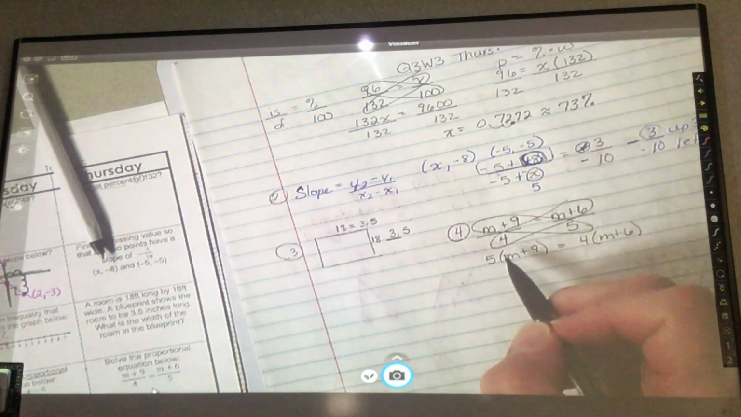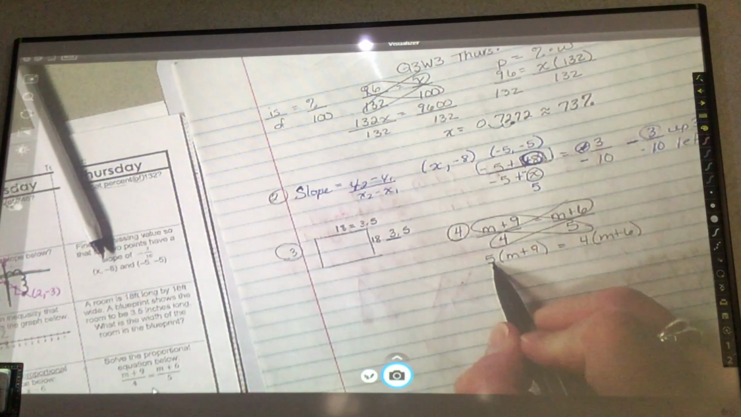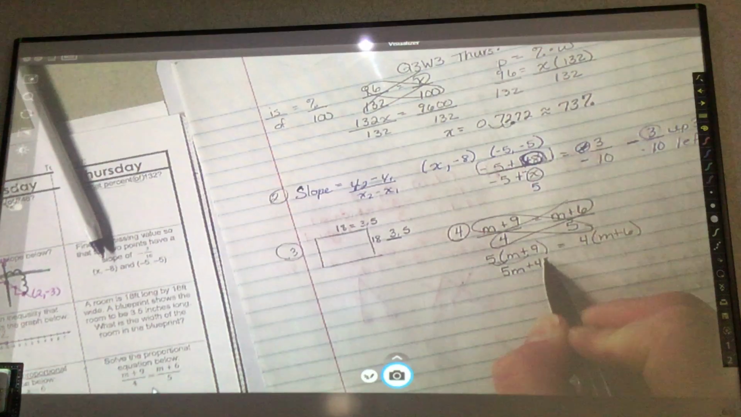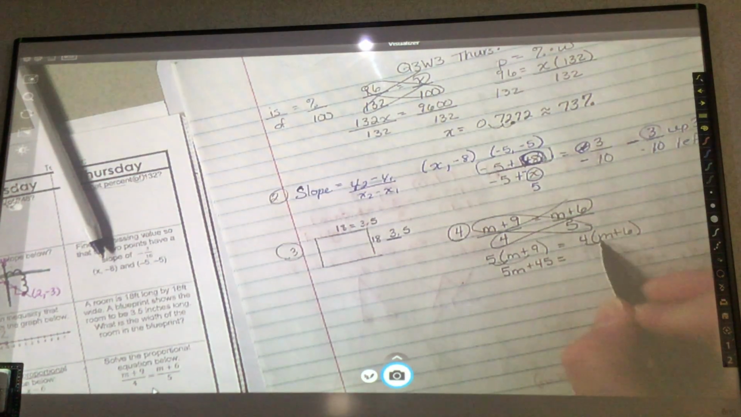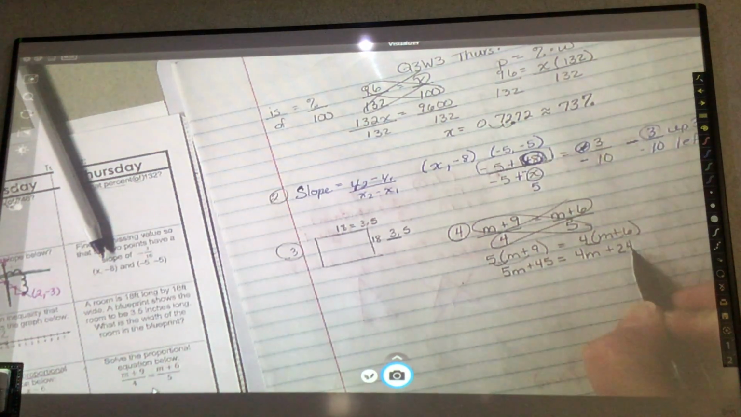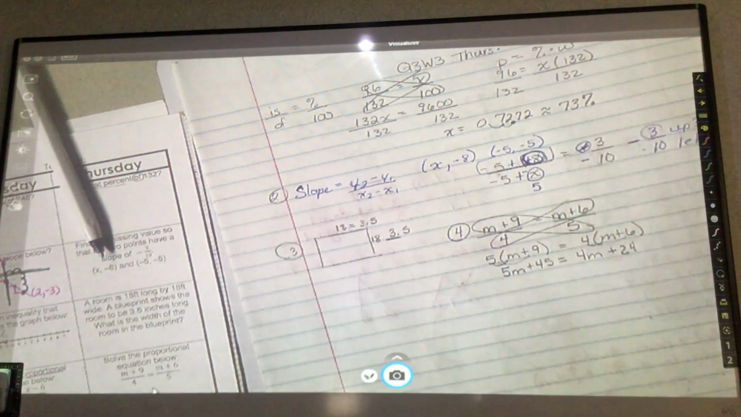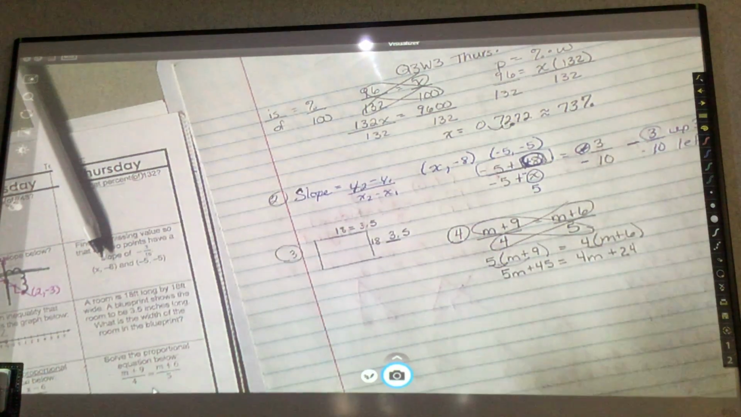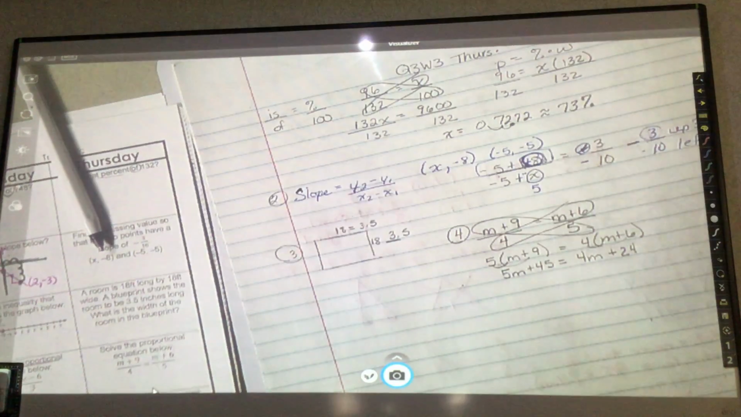Then I do the distributive property, 5 times m is 5m. 5 times 9 is 45. 4 times m is 4m. 4 times 6 is 24. Stay standing if you got it right. Doesn't matter which side it's on though? No. Fix it if you're sitting.